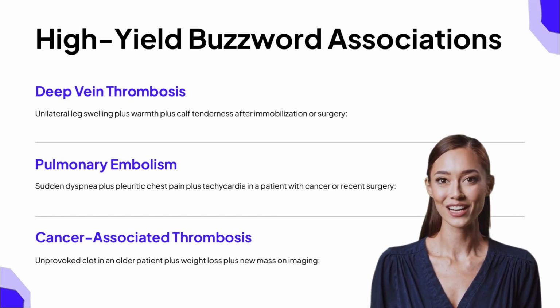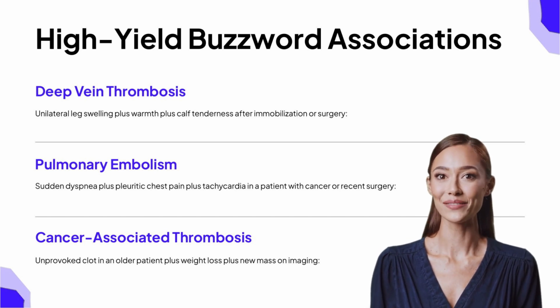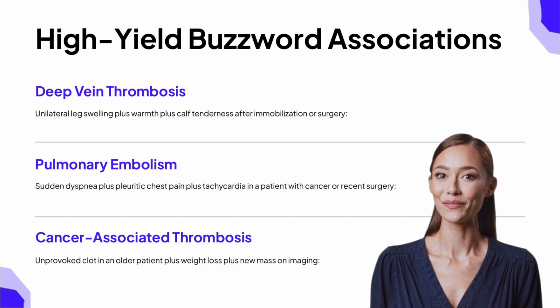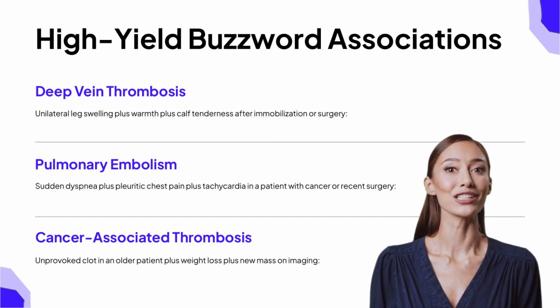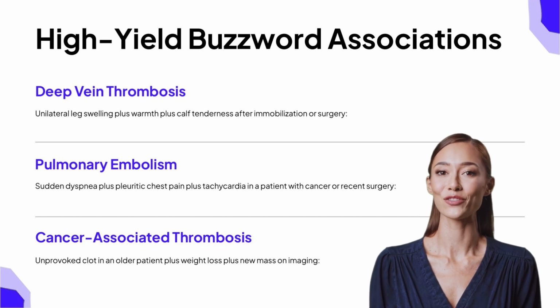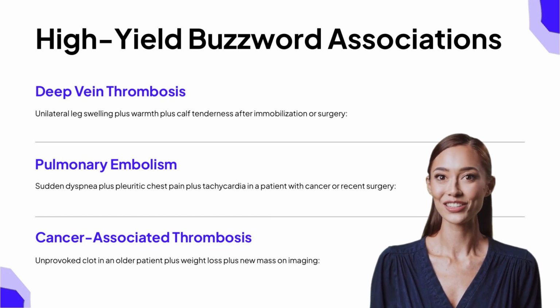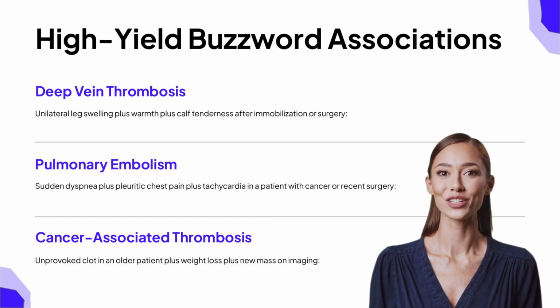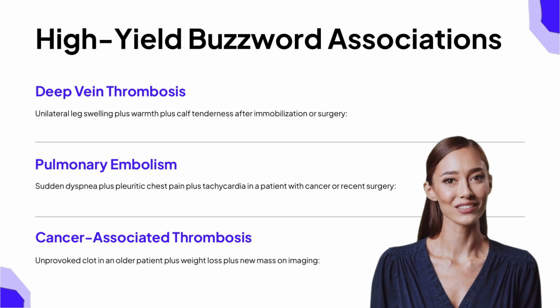When you see unilateral leg swelling with calf tenderness after immobilization or surgery, think deep vein thrombosis. When you see sudden dyspnea with pleuritic chest pain and tachycardia in a patient with cancer or after surgery, think pulmonary embolism. And when the question describes an unprovoked clot in an older patient with weight loss and a new mass, think cancer-associated thrombosis. These associations will help you narrow down the diagnosis within seconds of reading the stem.